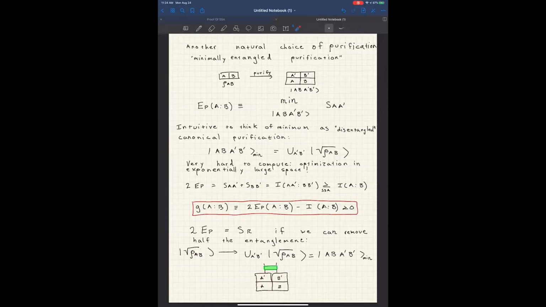But then when we go to form the optimal, or minimally entangled, purification, we start acting with some disentangler on A prime and B prime. And 2EP would be equal to SR precisely if, when you disentangle here, you can insert a cut here such that the entanglement is now cut in half. So any obstruction to removing half of the entanglement during this minimization procedure would be a violation of the conjecture that 2EP is equal to SR.